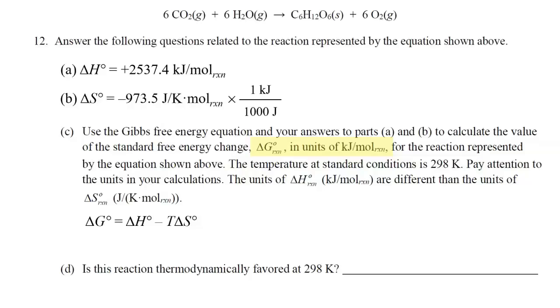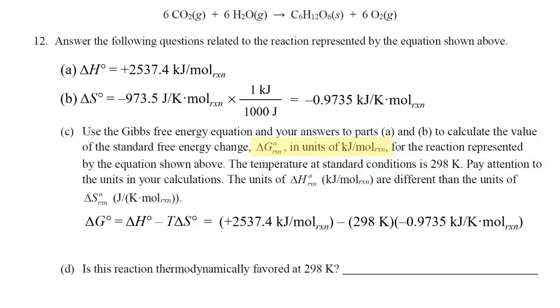So if I multiply by a conversion factor to go from joules to kilojoules, 1 kilojoule over 1,000 joules, this will help to resolve that difference in units. So when I do that math, it becomes a delta S of negative 0.9735, and now my units are kilojoules per Kelvin mole of reaction. Now I can plug in those values into the Gibbs free energy equation, and my units will work out.